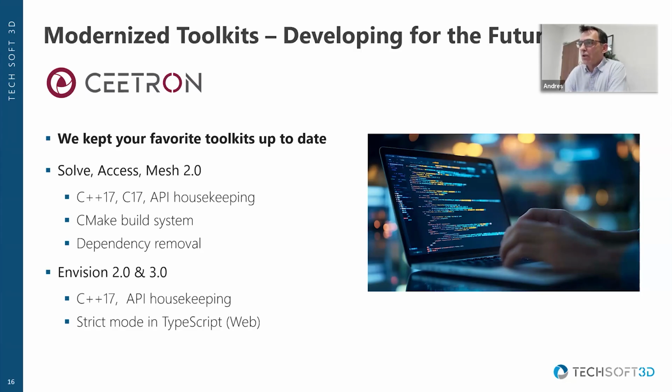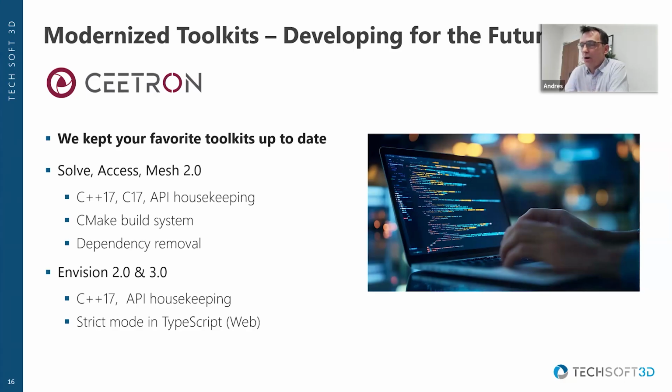Once for Solve, Access, and Mesh, which is now in its major release 2.0, 2.x. From there on, the baseline language will be C++17 or C17. We upgraded the Makefile build system that was there since the late 90s maybe to CMake, which is a more modern and more flexible way to define projects and build them. And we did your usual API housekeeping, removing unused functions and unused parameters, and overall trying to make it more user-friendly.